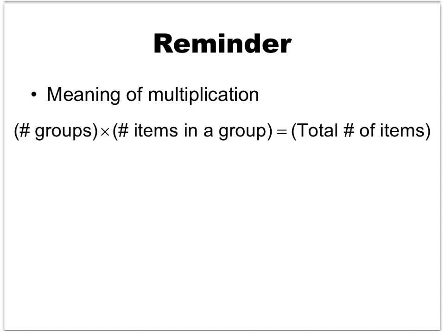Another thing that we want to remind ourselves of is the meaning of multiplication. It's something we've been talking about all semester. We're going to use this meaning many times throughout this section. The meaning of multiplication is we take the number of groups times the number of items in a group, and that's going to equal the total number of items. So in all these problems we're going to be figuring out a number of groups and a number of items in a group in some way to get the total number of items.